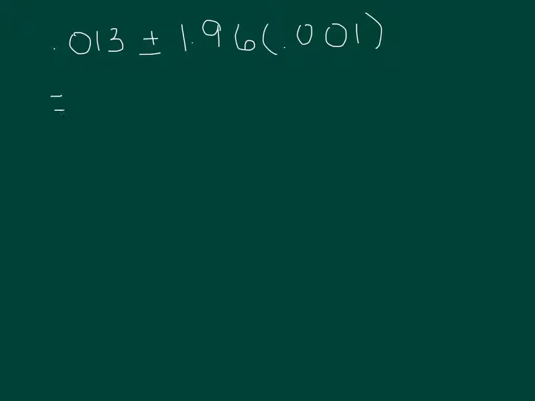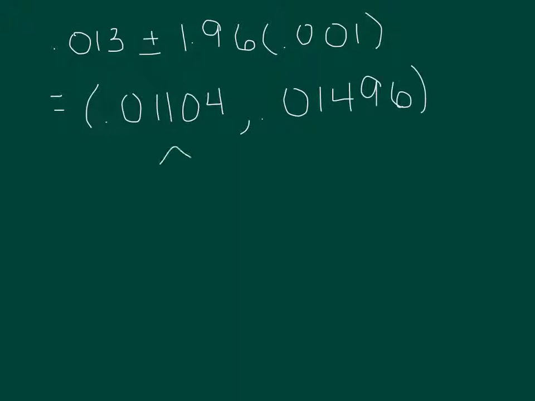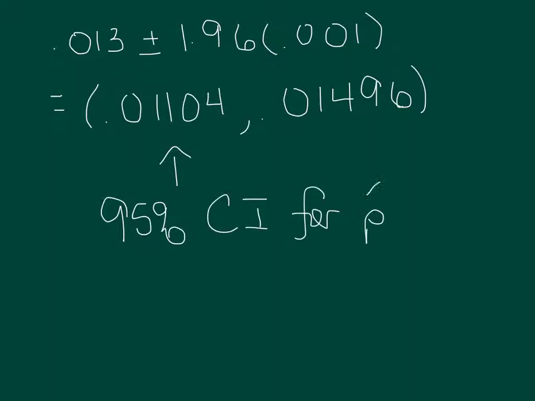And if we calculate all that out and get our upper and lower bound, we're going to get a lower bound of 0.01104 and an upper bound of 0.01496. And this right here will be our 95% confidence interval for p hat. And that is what you're looking for in these problems. And all these problems will be very similar, and that will be the process that you'll follow.